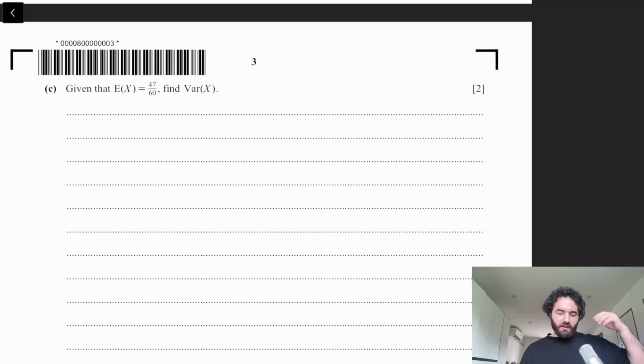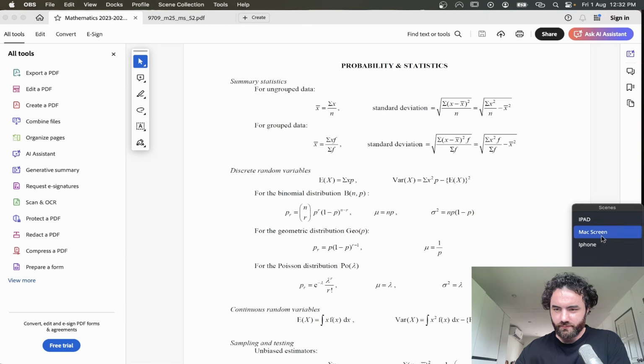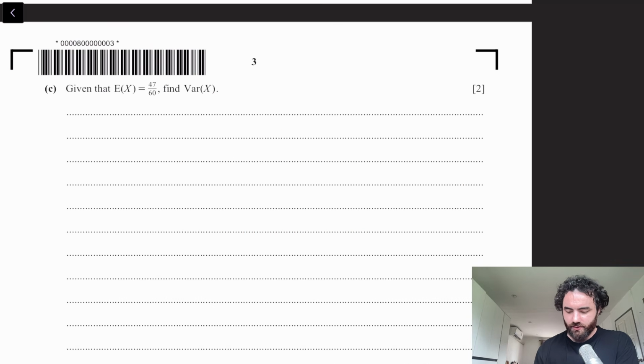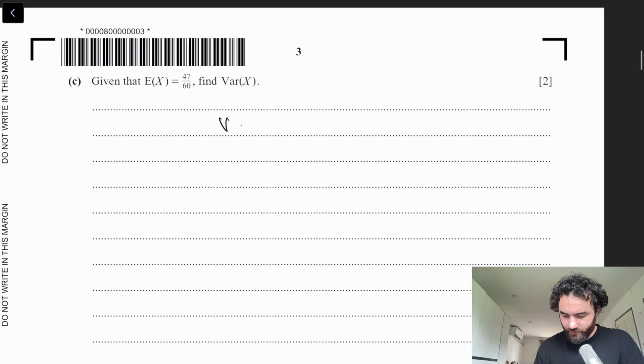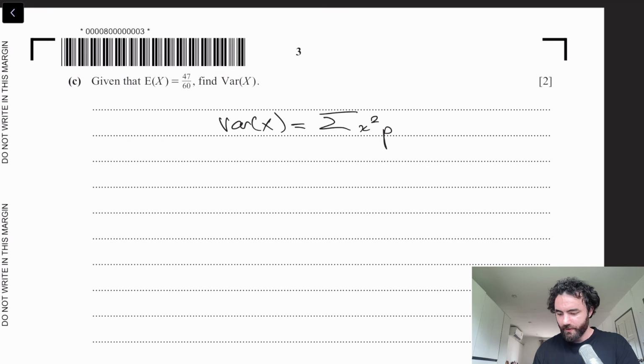Okay, finally, given that E of x equals this, find the variance. Well, we're going to need to use this formula. So go to the Mac screen. Okay, so for discrete random variables, which this is, we have this variance formula here. So we can write that the variance of x equals the sum of x squared p, where p's are the probabilities, minus E of x squared.